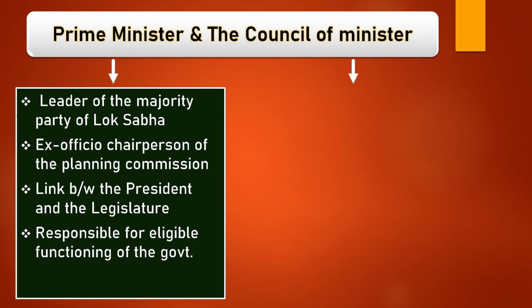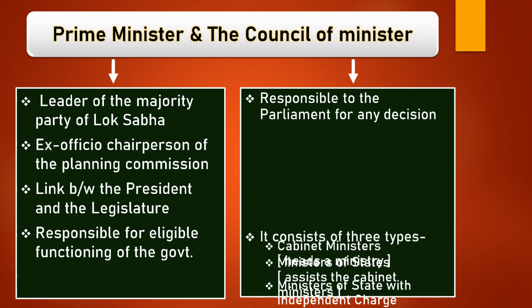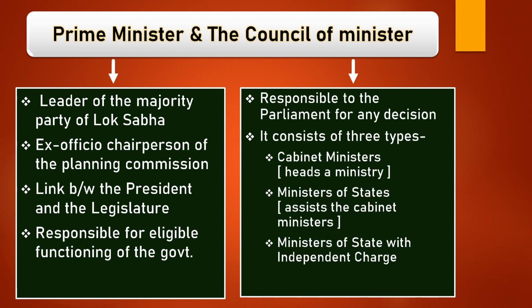And likewise the Council of Ministers, which are selected by the Prime Minister, are also responsible to the Parliament for any decision. And yes, the Council of Ministers consists of three types. The first is Cabinet Ministers. Cabinet Minister who heads a ministry. Second type is Ministers of State who assist the Cabinet Ministers, and third type is Ministers of State with independent charge.